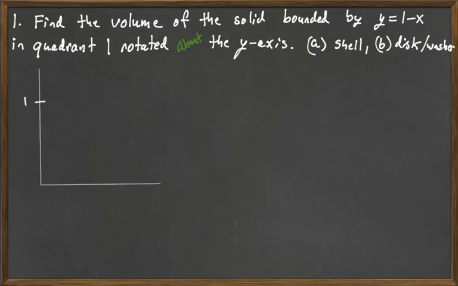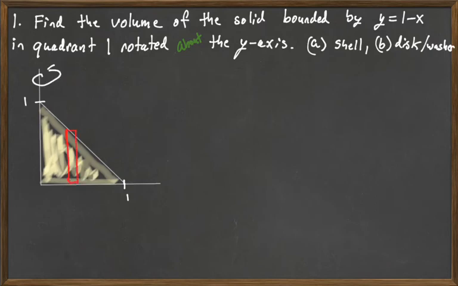So first order of business, we're going to do a sketch, shade in the region here, rotating around the y-axis. And when we're doing the shell method, our representative rectangles need to be parallel with the axis of revolution, the axis that we're rotating around. So we're doing the y-axis, so that's up and down. So our rectangles need to be up and down. So our functions need to be in terms of x.